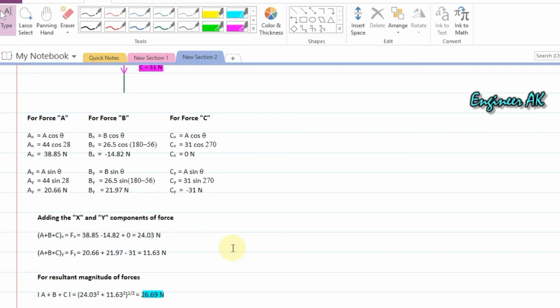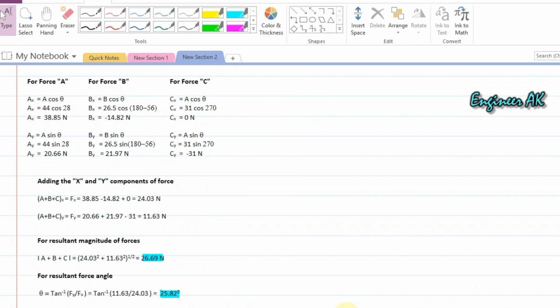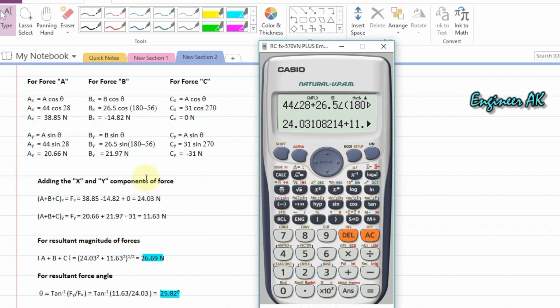Let me show you here. Here you can see that F of x is 24.03, and F of y is 11.62, or you can round it off to 2 decimal places, so it becomes 11.63, right?